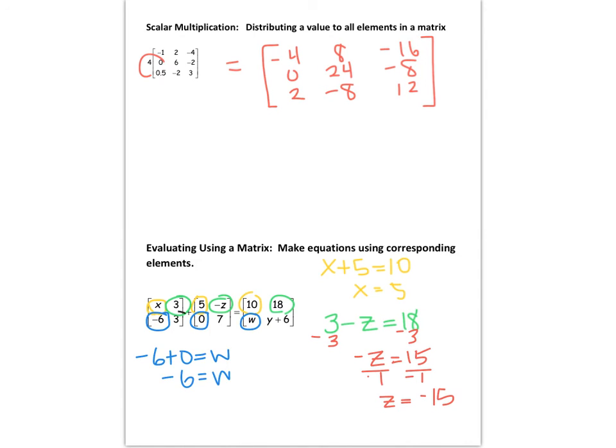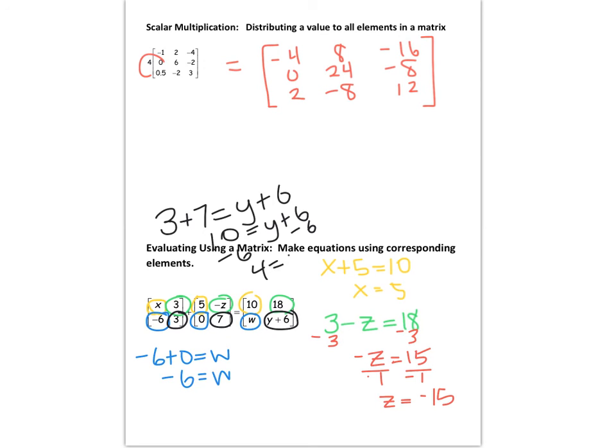Lastly, 3 plus 7 equals y plus 6. So 10 equals y plus 6. If we subtract the 6, we get 4. Y equals 4. Okay, so give that a try. See if you have questions.